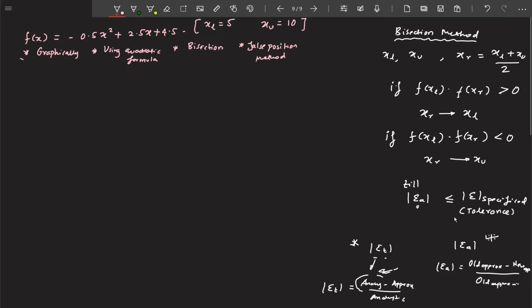And we have to solve this using the bisection method till my approximate error is less than 2%. So I'll keep on repeating, solving the problem till my approximate error reaches less than 2%. Okay, so let us start solving this problem. Graphically you can solve a quadratic. I'll show the quadratic one.